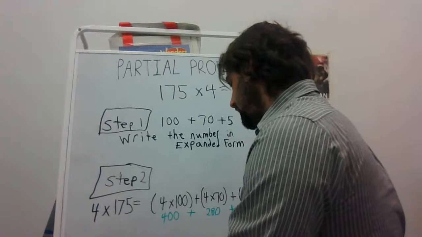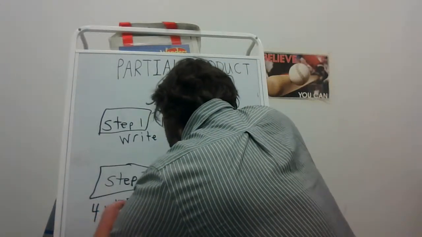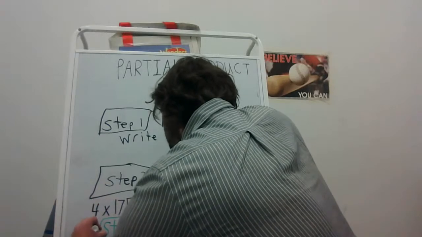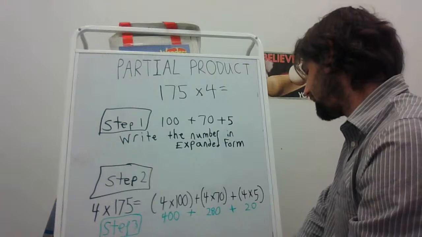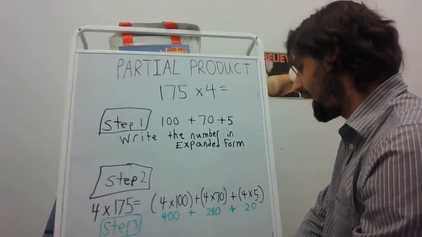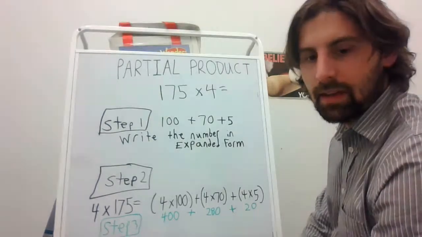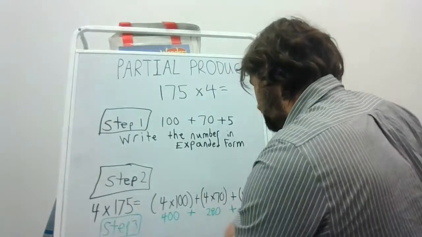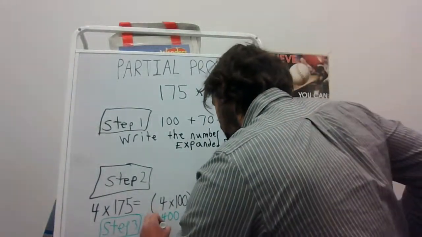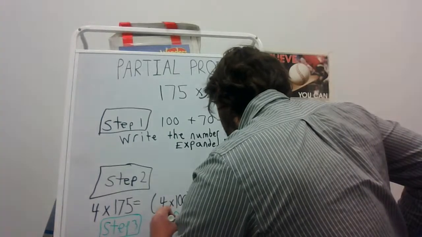So I'm going to write step 3 over here. Keep step 3 in the square. So step 3 is we have to add these 3 numbers together. And when I'm adding multiple digits together, I like to line the numbers up vertically. So I'm going to move these 2 numbers over here. So 280.